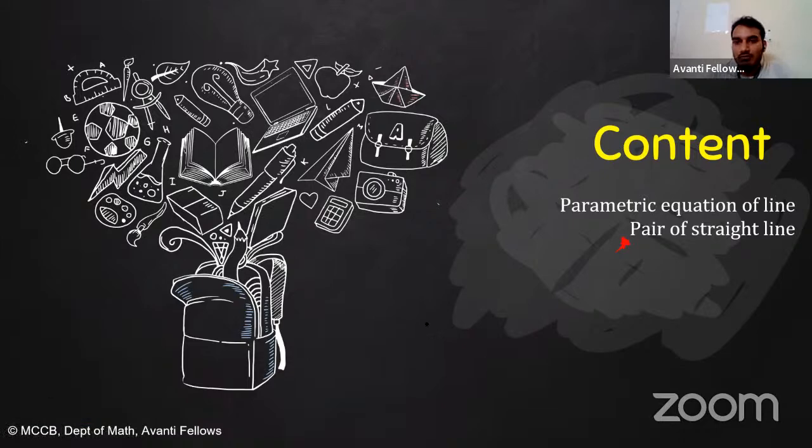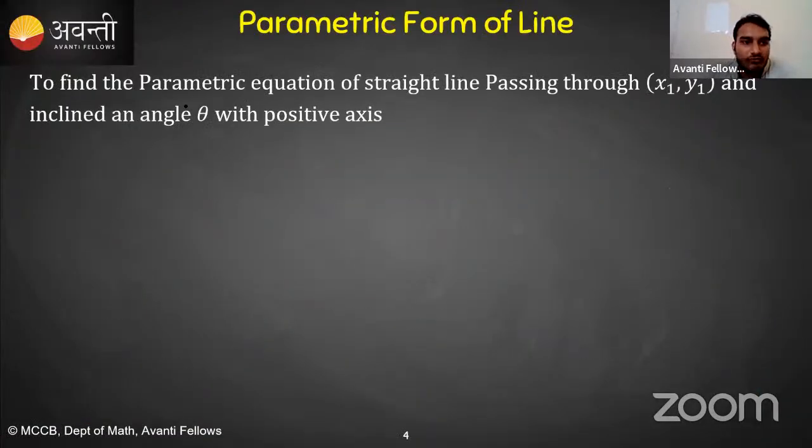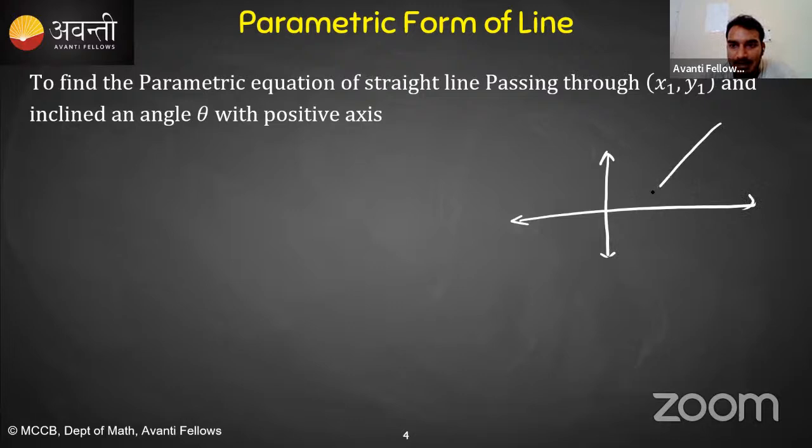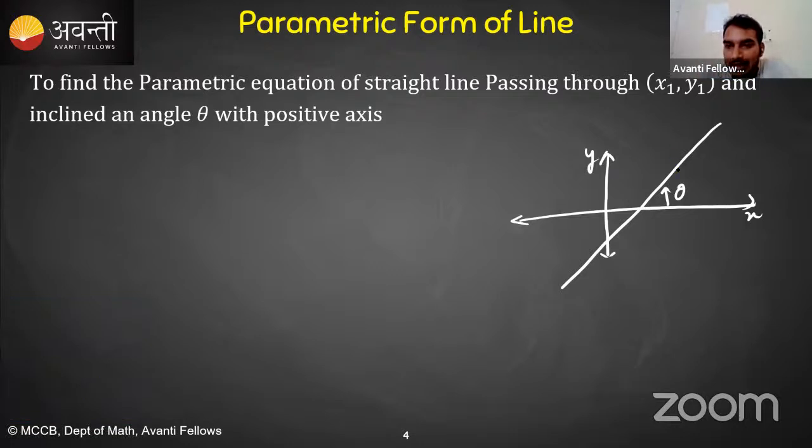First of all, what is the parametric form of a straight line? Let's say we want to find the parametric equation of a line passing through a point x1 comma y1, and that line has inclination theta with the positive x-axis. So let's suppose this is our line, and this line is passing through the point x1 comma y1. Here is one point, right?